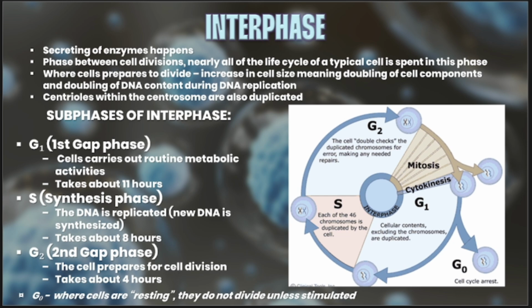Again, it increases in size, it doubles its components, your organelles and your inclusions. It will replicate the DNA, and the centrioles within the centrosome are also duplicated. There are subphases of your interphase. First is the first gap or gap 1 phase, in which the routine metabolic activities and cellular functions happen in this G1 phase. And the duration is approximately 11 hours.